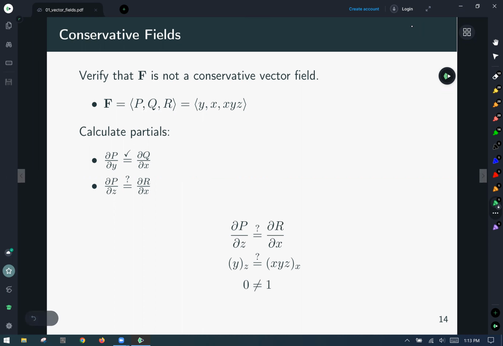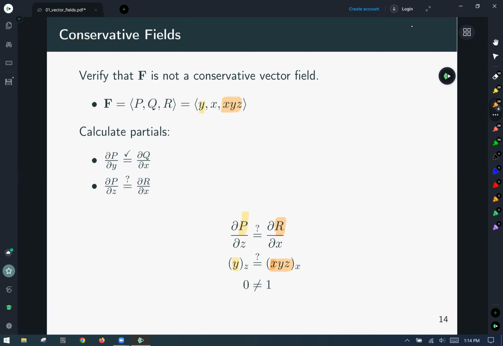So is the partial of the x function with respect to z equal to the partial of the z function with respect to x? Partial of p with respect to z is equal to the partial of r with respect to x. Well, once again, we'll do the same highlighting thing here. P is equal to that, and that's where we have that. R is equal to that, and so that's why we have that.